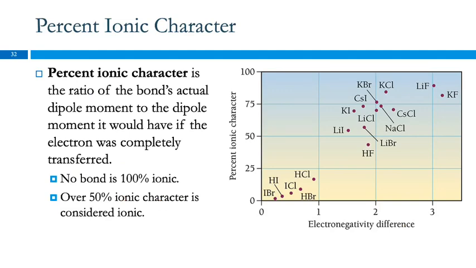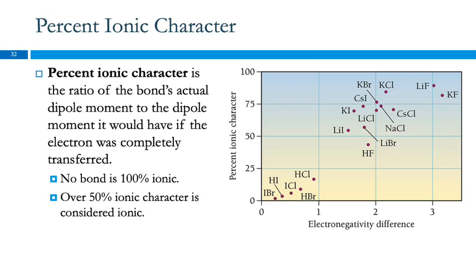Another way to quantify stuff is to talk about the percent ionic character. So as with any percent, it's the part divided by the whole. So here it's the ratio of the bond's actual dipole moment to the dipole moment it would have if the electron was completely transferred. So if the dipole moment is the same as what would happen if the electron was completely transferred, then you'd have 100% ionic character.